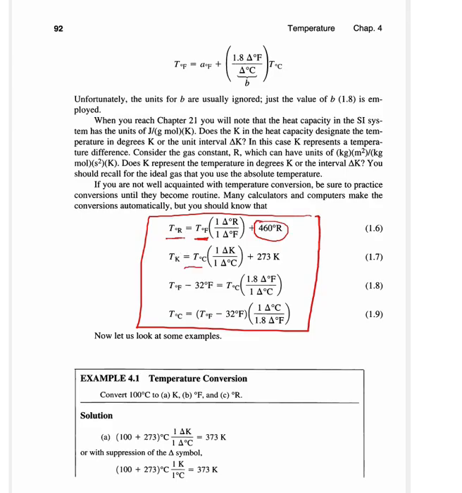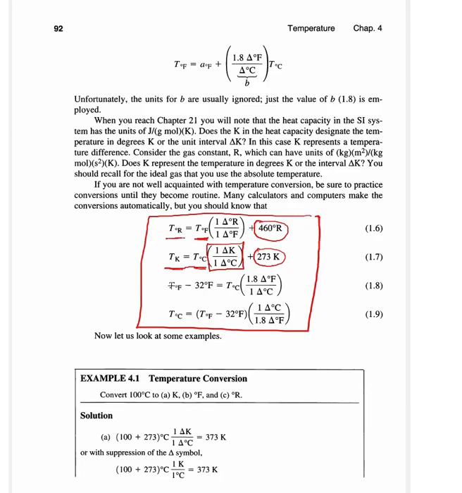Similarly, if you want to go from Celsius to Kelvin, the difference in those two scales is 273. The temperature intervals are the same, so it's very straightforward. You just take whatever your temperature is in Celsius and add 273 to it, and that will give you the temperature on the Kelvin scale.